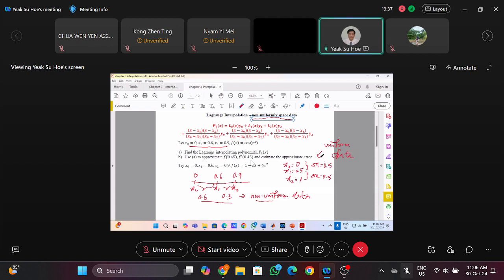Then uniform data can also apply Lagrange interpolation, because Lagrange interpolation is very flexible. It can apply for non-uniform. Non-uniform means that your input is non-uniform. The increments are different, you see, 0.6, 0.3. So the increments are different, then we call it non-uniform. So once Lagrange can apply for non-uniform, then uniform should be no problem. Everyone clear?